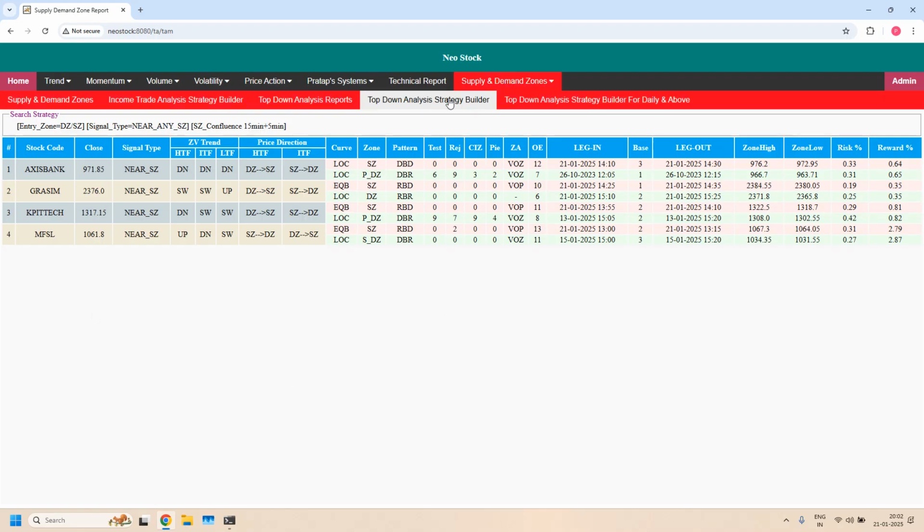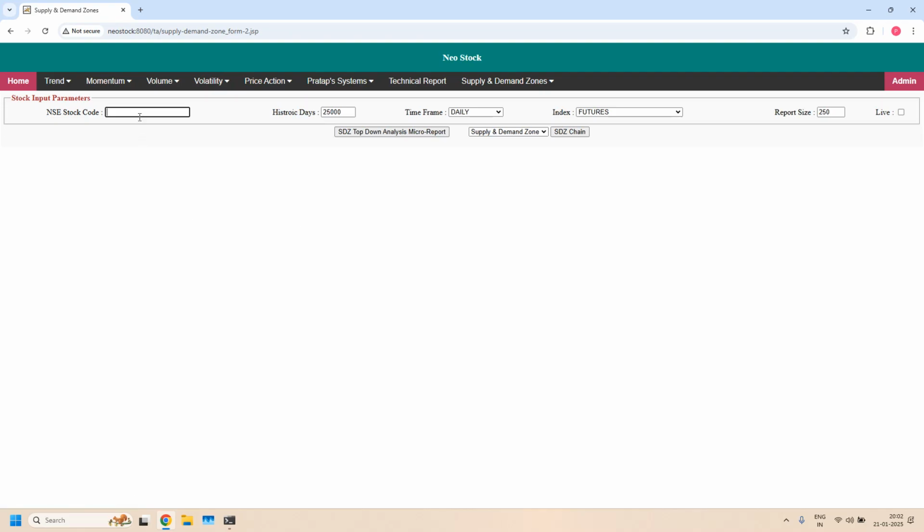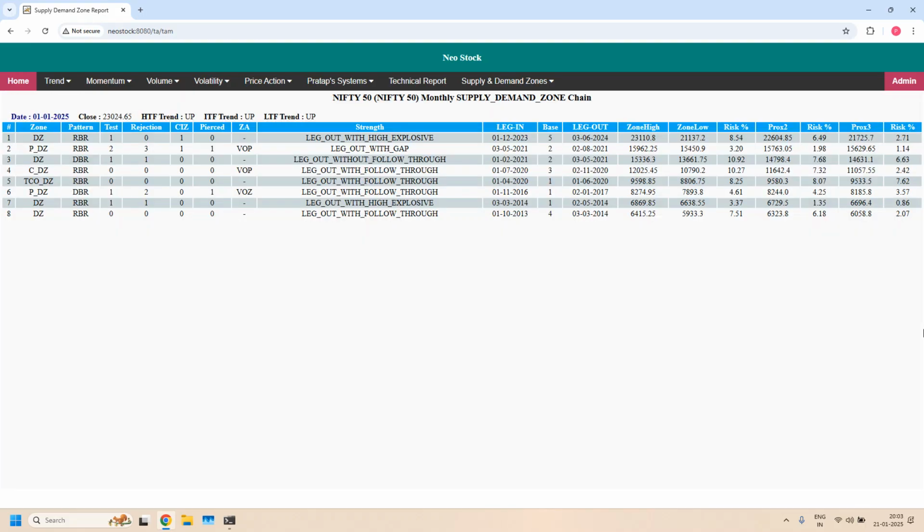Next, we will generate NIFTY and BANKNIFTY supply demand zone chain. So generating monthly supply demand zone chain for NIFTY. Always look into the zone column to find the high liquidity zones. Look into the pierced column to find the pierced zones. Look into the LTF trend to find the trend of the current time frame you have selected. Apply the same rules for the other supply demand zone chain reports.